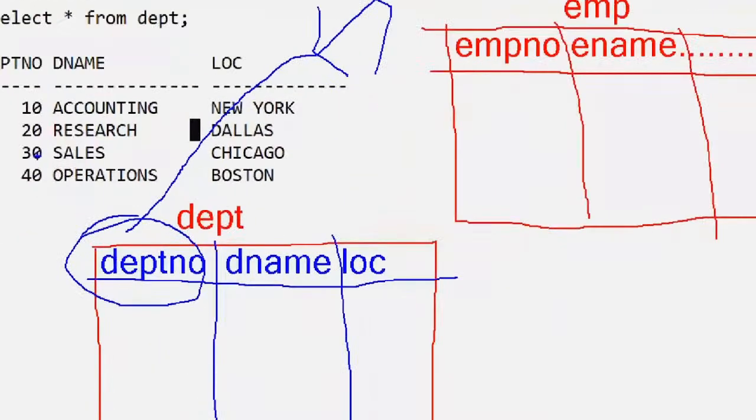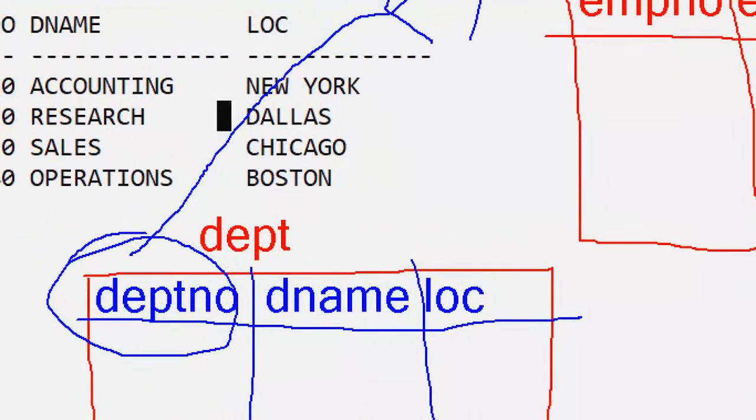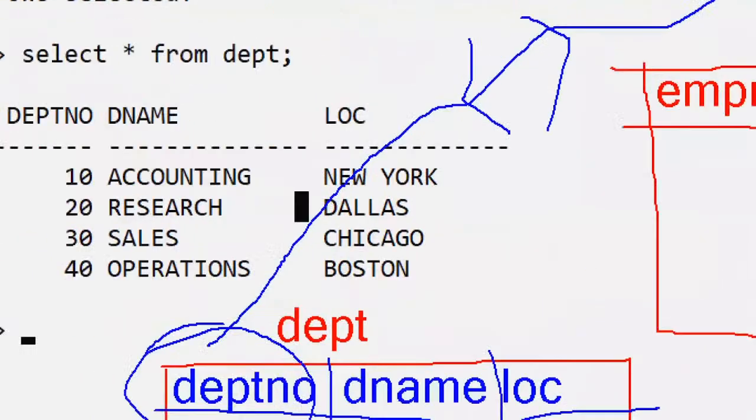This is the data only. Observe for 1 minute. In the DEPT table, how many times is 10 there in department number? Check it out. 10 is 1 time, again 10 is 2 times, again 10 is 3 times... No, not there. Duplicate data is not there. Only 1 time is 10 there. Check it out here. 1 time only 20, 1 time only 30, 1 time only 40.